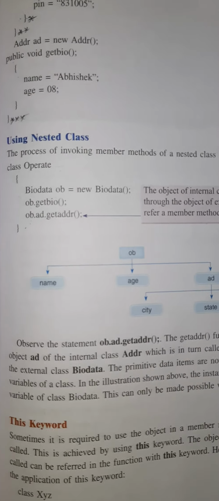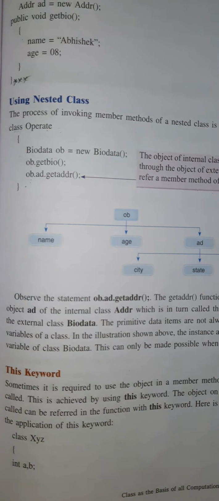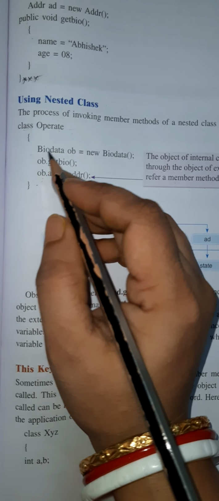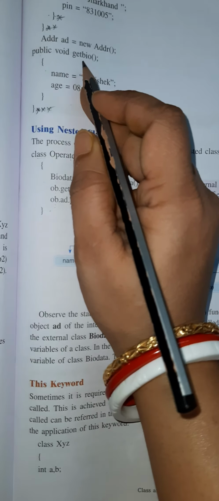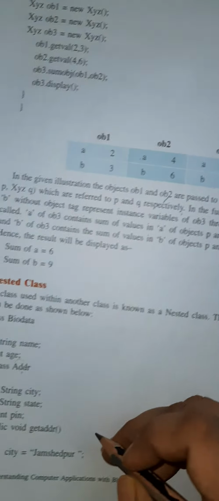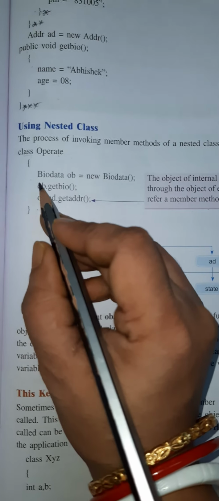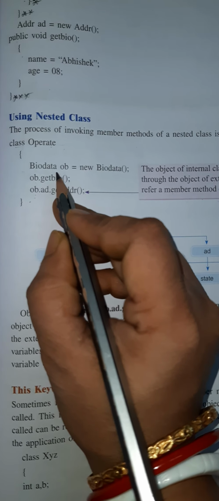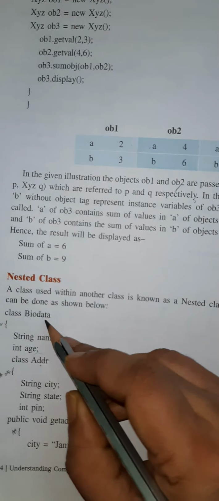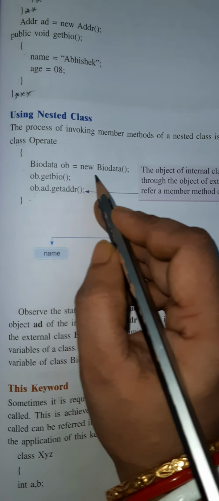So how to use the nested class? Here again a class is made, operator. From that class I am going to call the method get bio, as well as the method get adder. To call those, obviously you have to make the object of the class biodata. So we have to make the outer class object biodata. It is made as biodata ob equal to new biodata.